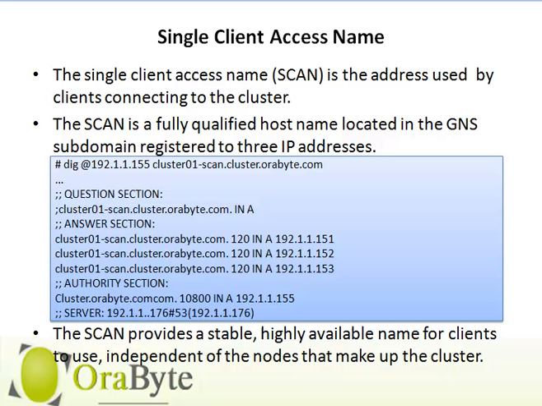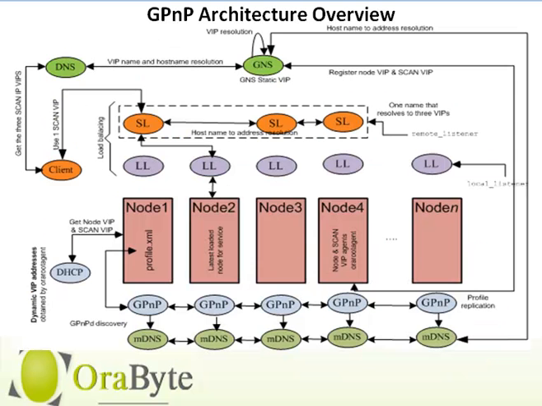So let me probably show you this diagram here. So you have one GNS in the architecture, right, which has a static VIP, and it is running its own listener called GNS listener. In the node of say n clusters, you will only have one GNS listener and one GNS virtual IP, which will be used by the listener.